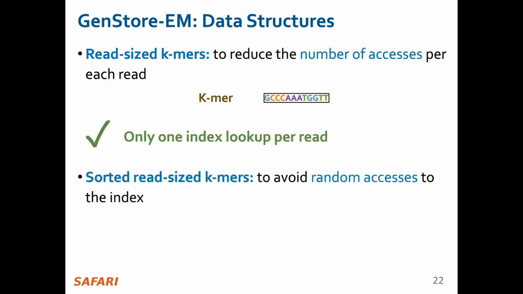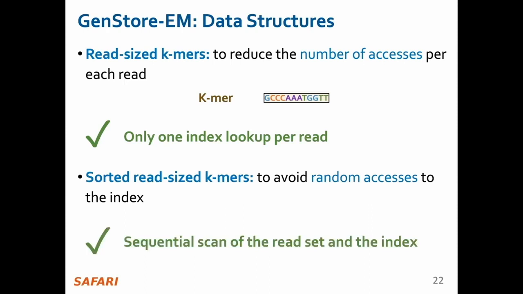Now with these read-sized k-mers, we have the ability to sort them because we would have only one access per read. So then we introduce the concept of sorted read-sized k-mers to avoid random accesses to the index, because that enables us to sequentially scan the read set and the index instead of randomly accessing them. So by these two optimizations, first of all, we reduce the number of lookups and also turn the random accesses into more efficient streaming accesses.